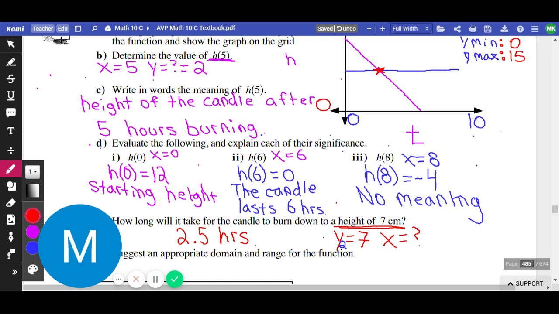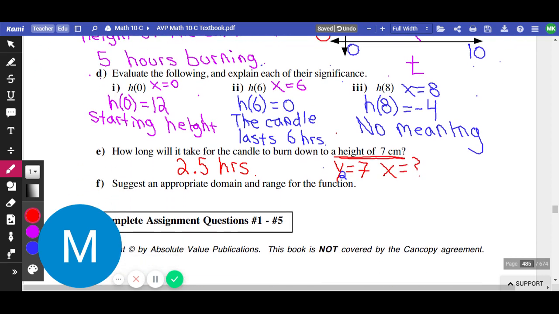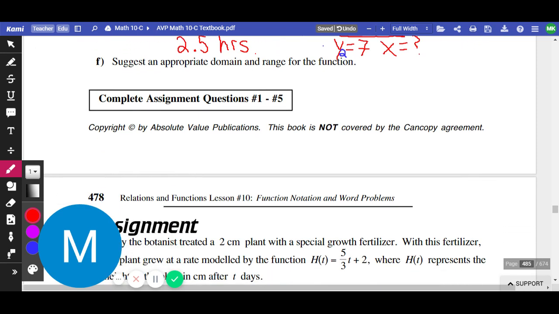Fantastic. The last one. The hardest one. F. Suggest an appropriate domain and range of the function. We haven't done domain and range in a long time. Right, so let's start with domain. To write domain, we go D, colon, curly bracket, X. Actually, technically we should put T. T, such that. Right, that's how we always start off our domain.